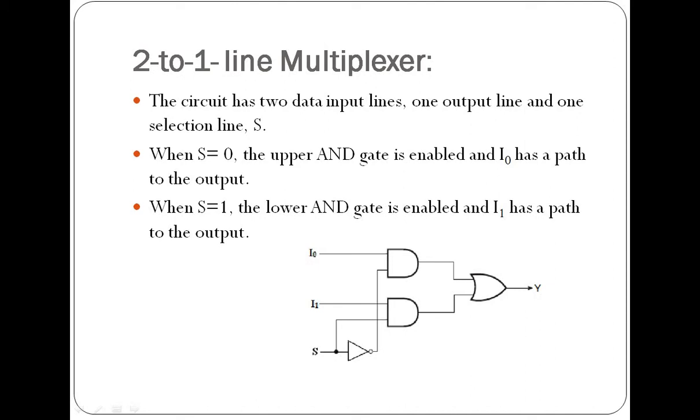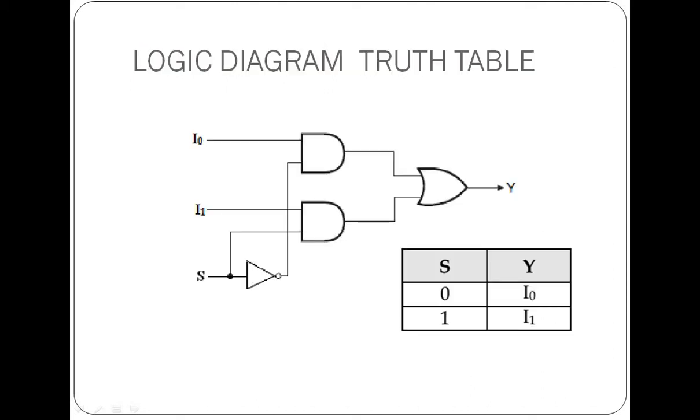When S equals 1, the AND gate corresponding to I1 will get enabled and it will steer the input I1 to the output. The logic diagram and the truth table are shown here. From the truth table, when S equals 0, I0 will be selected. When S equals 1, I1 will be selected.